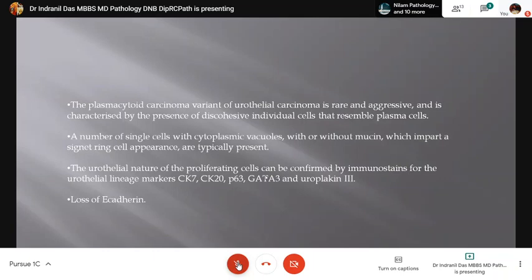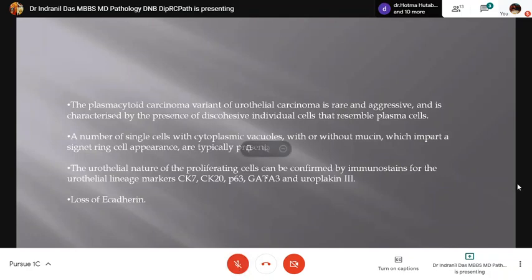The urothelial nature of the cells is confirmed by immunohistochemical study, that is CK7 and CK20, both stains may be positive, P63 is positive, as well as GATA3 and uroplakin-3. Tumor shows loss of E-cadherin expression.